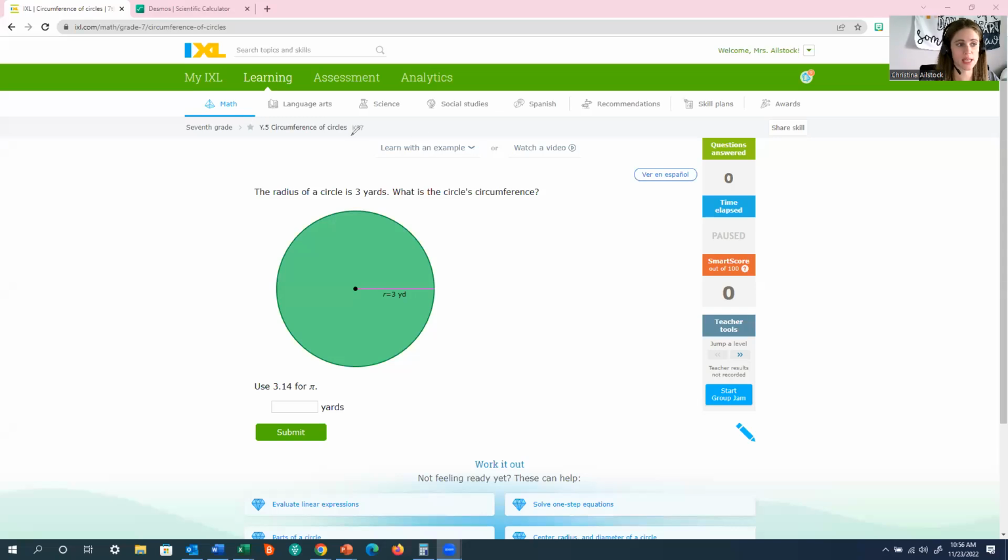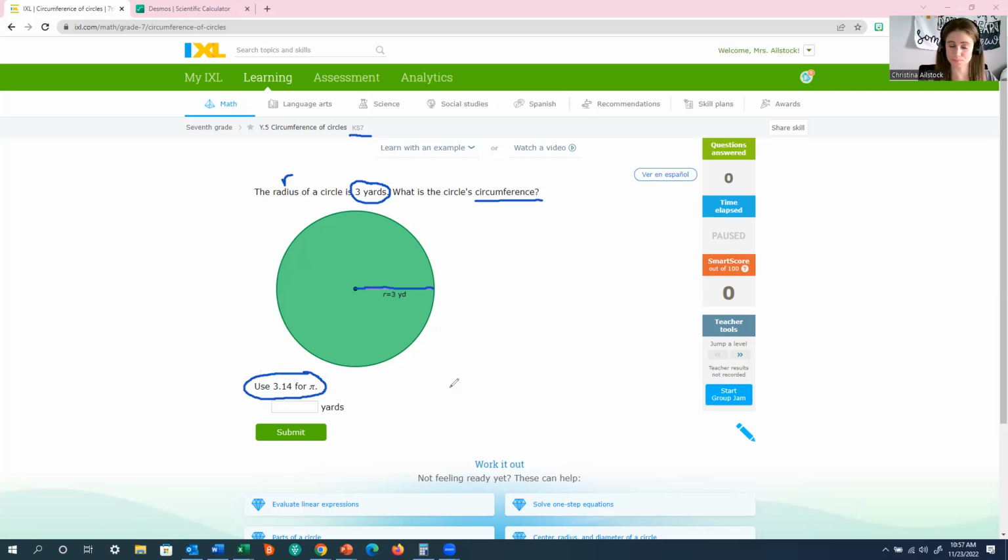All right, here we are on IXL. Once again, we're on assignment KS7, Circumference of Circles. So here we have our first problem. The radius, so that's R, of a circle is 3 yards. What is the circle's circumference? And not only do we have our problem written in words, we can see it in picture form right here, because remember, your radius goes from the center all the way to the edge, and it's telling us it's 3 yards.